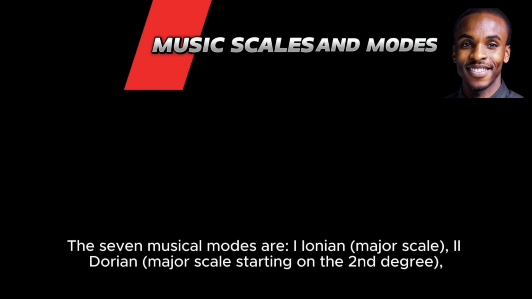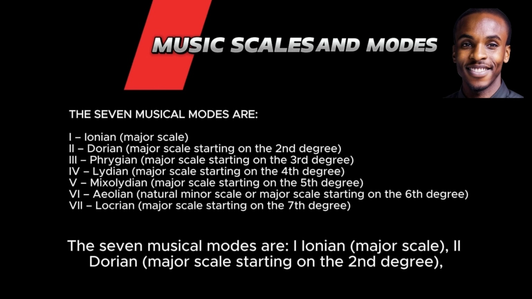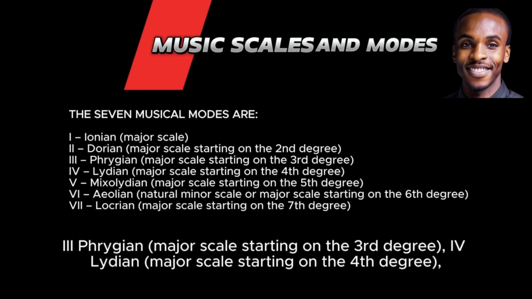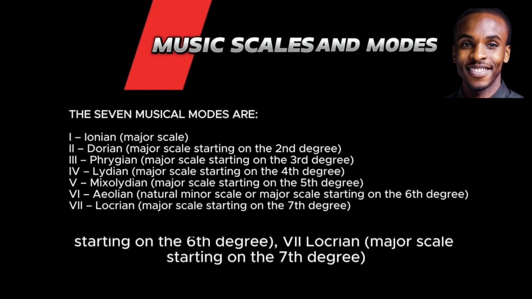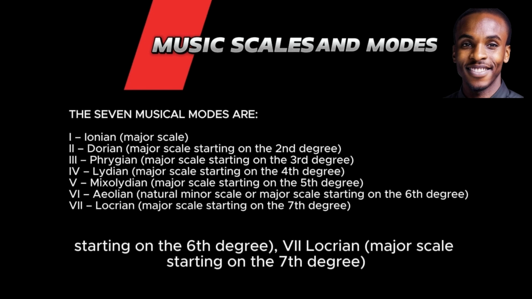The 7 musical modes are: 1 Ionian, major scale; 2 Dorian, major scale starting on the 2nd degree; 3 Phrygian, major scale starting on the 3rd degree; 4 Lydian, major scale starting on the 4th degree; 5 Mixolydian, major scale starting on the 5th degree; 6 Aeolian, natural minor scale or major scale starting on the 6th degree; 7 Locrian, major scale starting on the 7th degree.